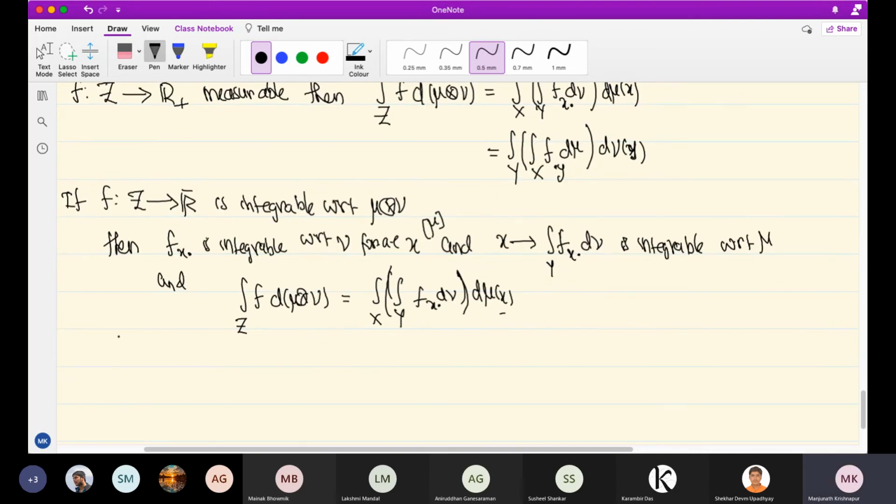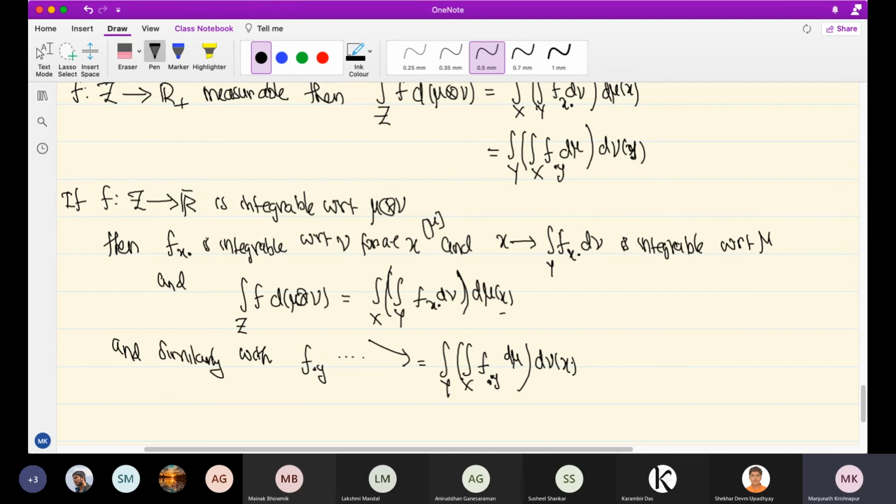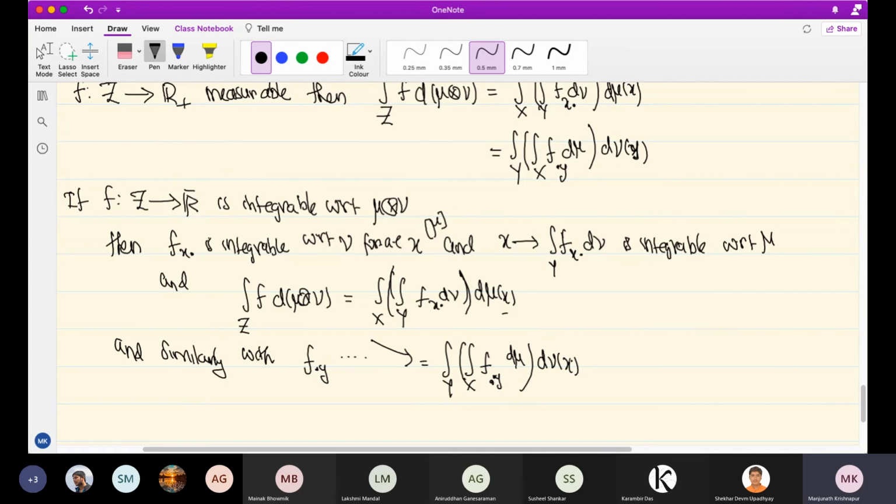And similarly with f dot y, which I will write. And finally, this will also be equal to integral over y, integral over x. So you do f dot y d mu, and then you integrate with respect to nu of y. Okay. So this is all there is to it, Fubini's theorem.